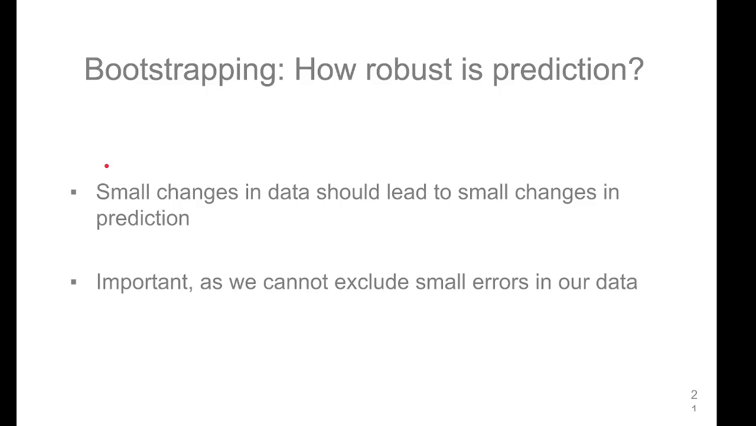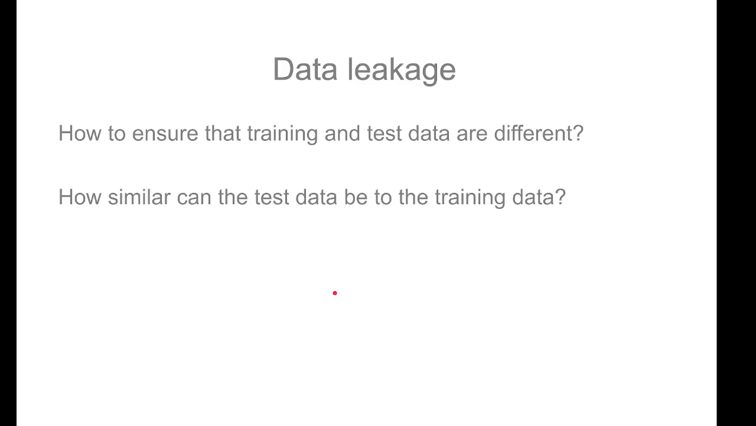Then in earlier videos we spoke already about bootstrapping, and that applies here as well, and that is very simply how robust is our prediction. When we make small changes in the data, we want small changes in the prediction. And that is important because we cannot exclude that there are small errors in our data. So also for machine learning predictions, we want to have this property.